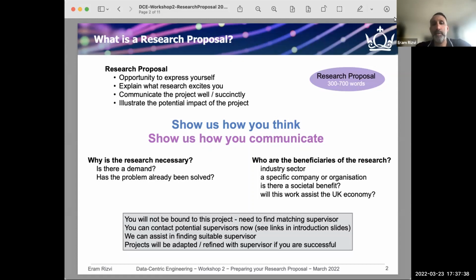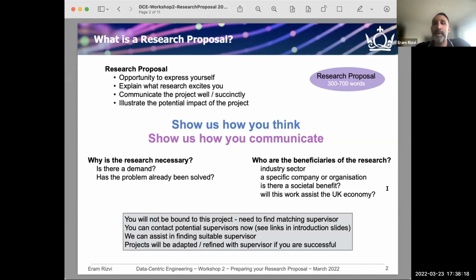Now, in terms of how you prepare and consider what to put in the proposal, I think the 2 key questions would be for you to ask yourself, why is the research necessary? Is there a demand? And indeed, has the problem that you're proposing already been solved? Right? There's no point proposing an area of research where actually we know the answer to that particular question. And you should ask yourself, is there a demand for that knowledge? Who else, other than yourself, is going to be interested in that? So that's the first question that I'd ask myself.